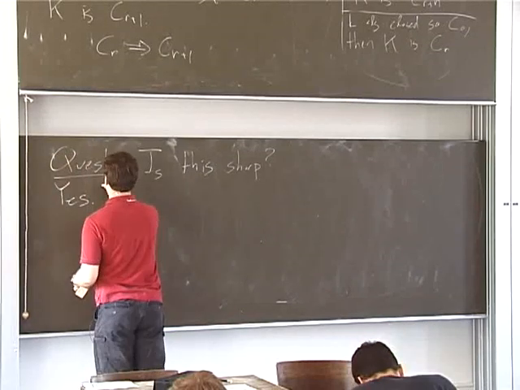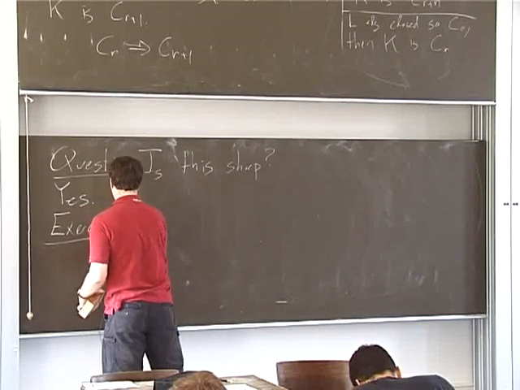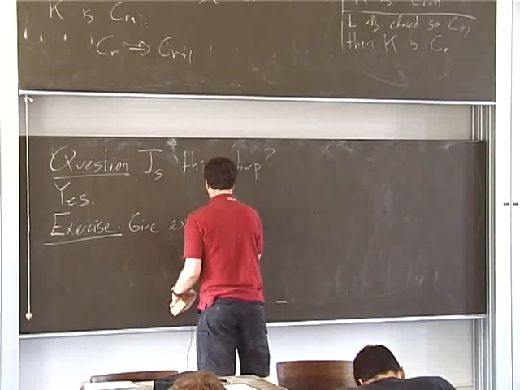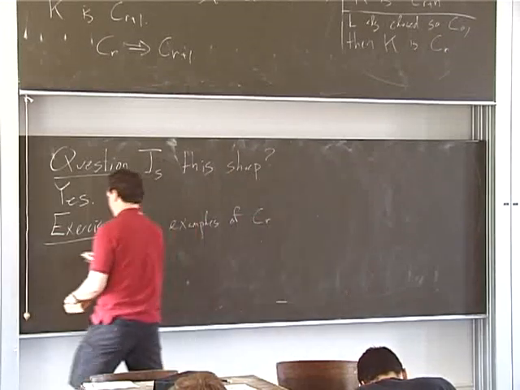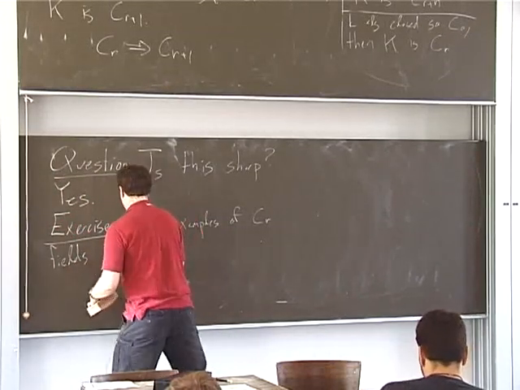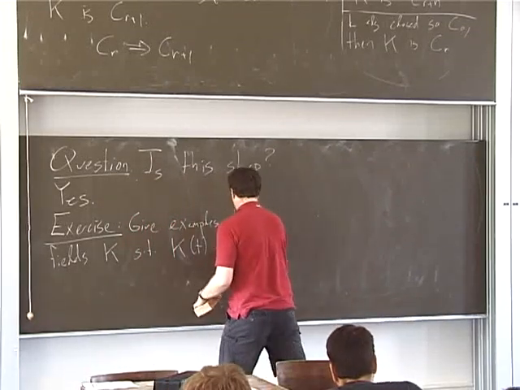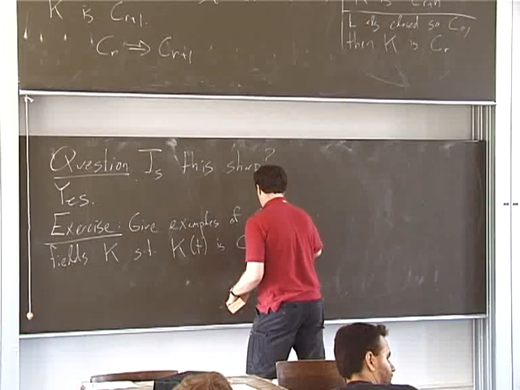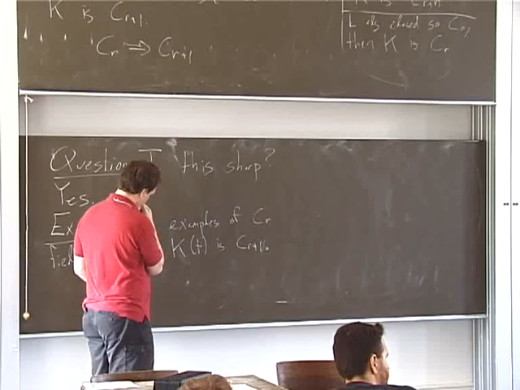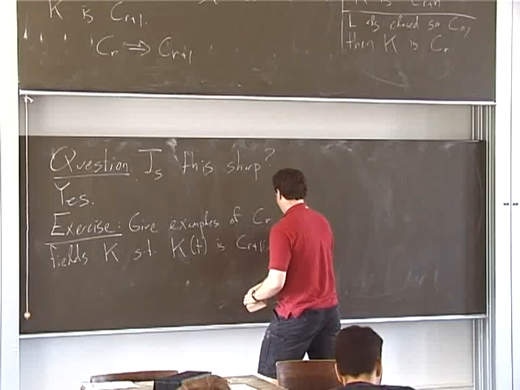And then the exercise is to find examples. Give examples of CR fields K, one for each R, such that K adjoin T is CR plus 1, but not CR.